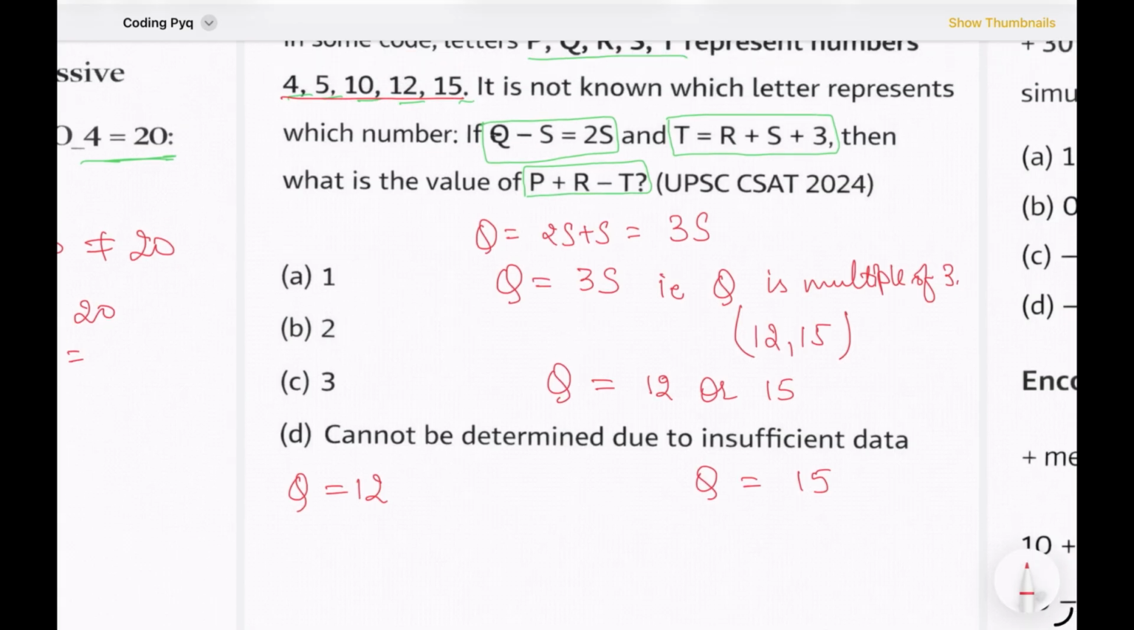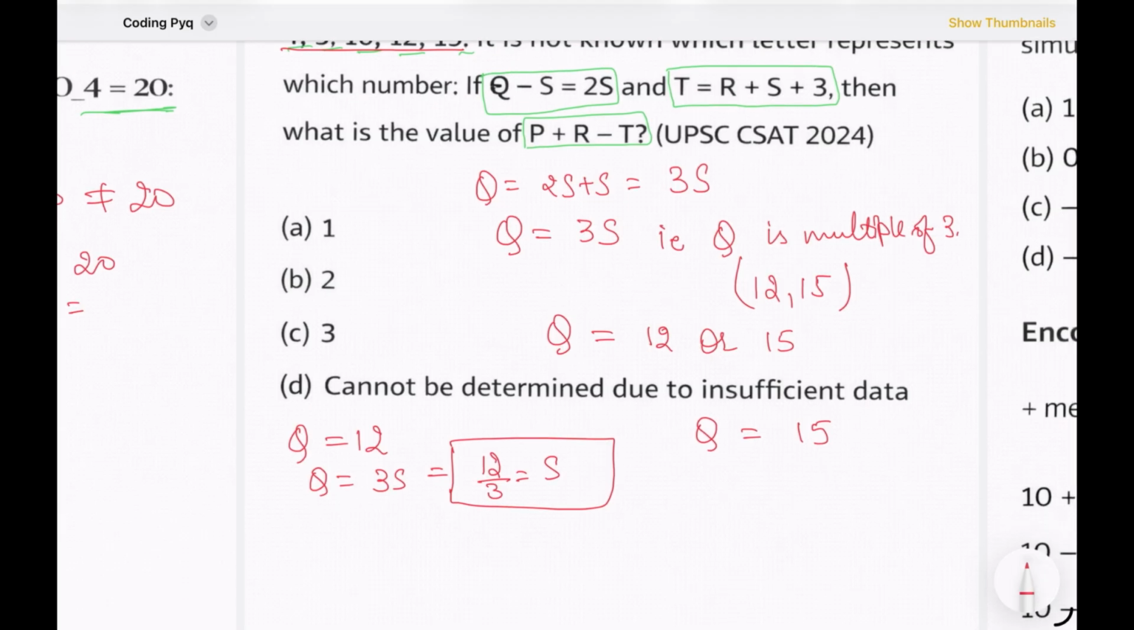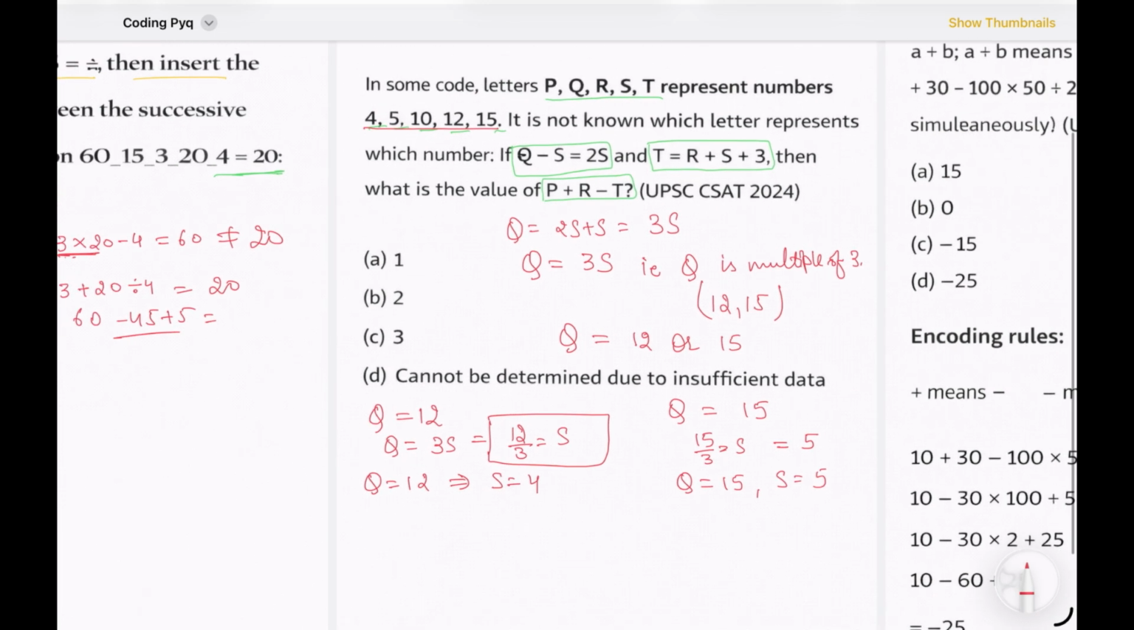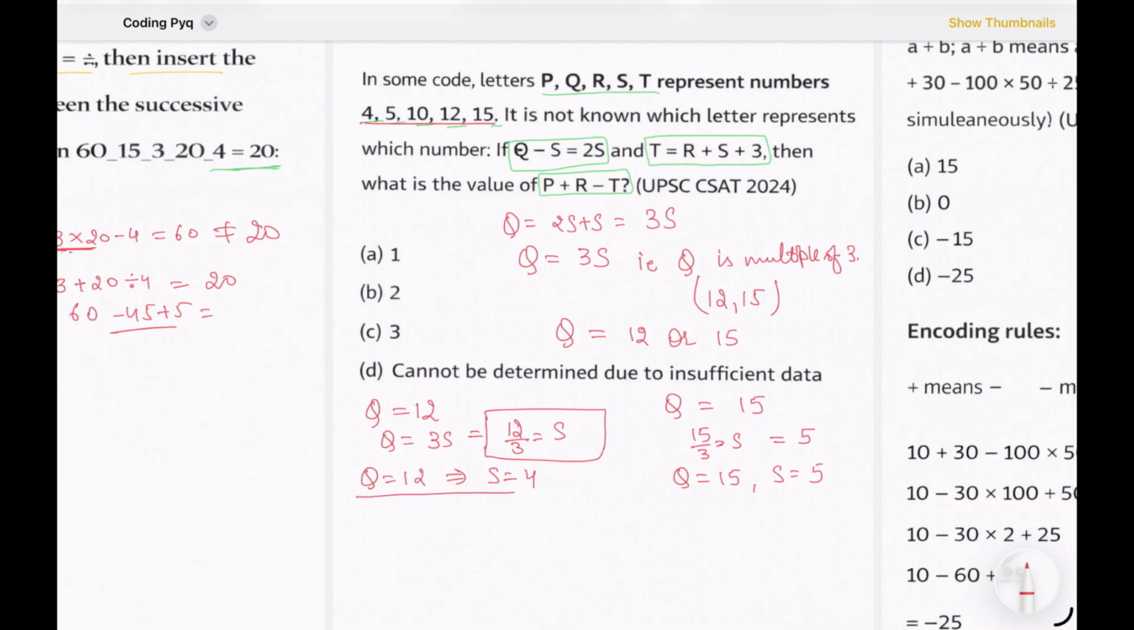If Q is equal to 12 and Q is equal to 3 times S, then S will be 12 by 3, that is, S will be 4. If Q is equal to 12, this implies S will be 4. If Q is 15, then 15 by 3 is equal to S, that is 5. If Q is 15, then S will be 5. These are the two possibilities.